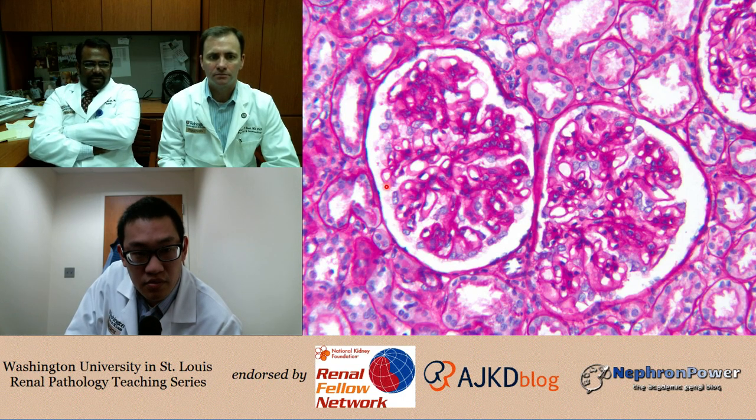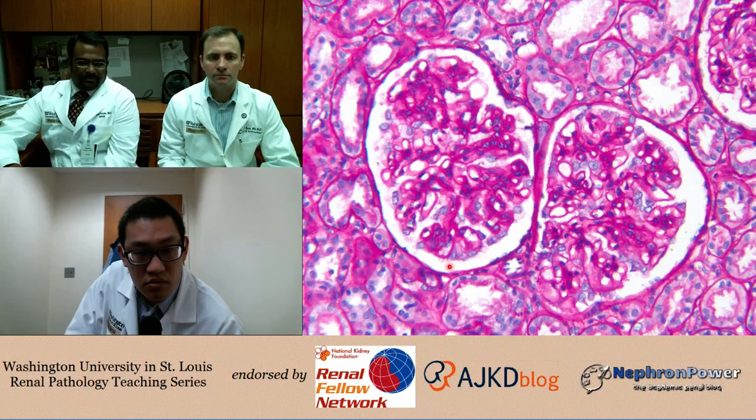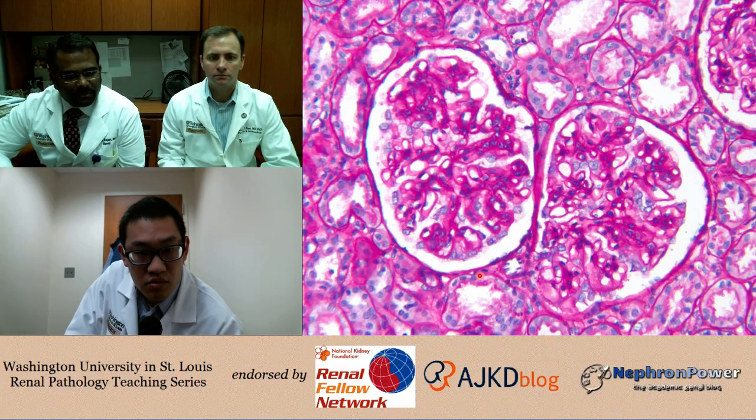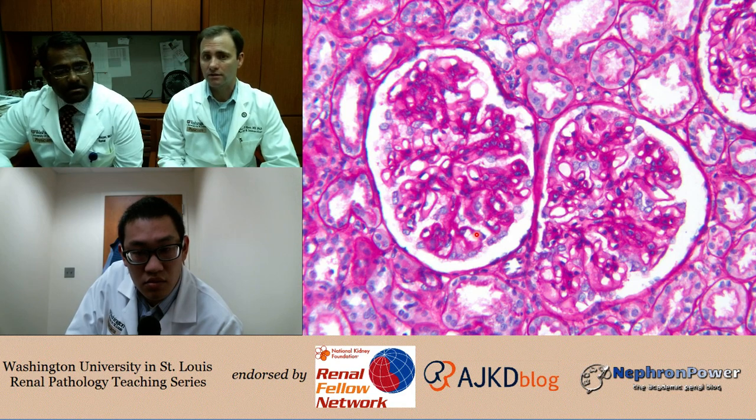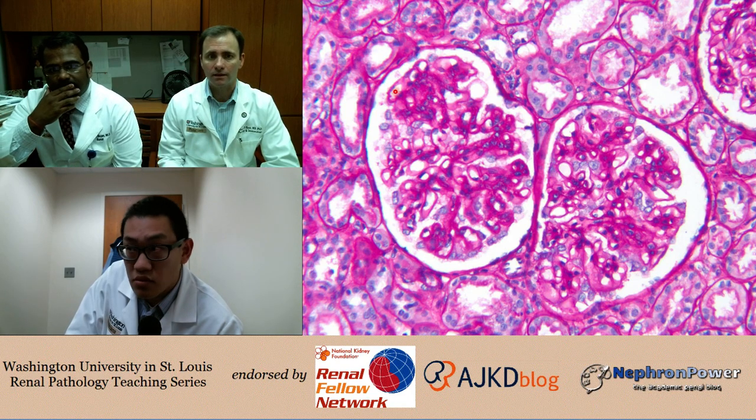Definitely they're thickened compared to the tubules. Look at this one and compare here. That's at least 2, 3, 4 times as thick. So there is diffuse and global thickening of the glomerular capillary loops.